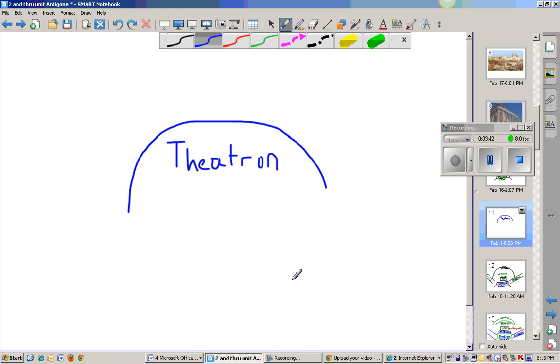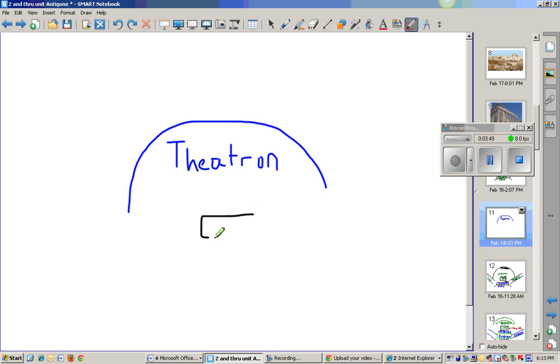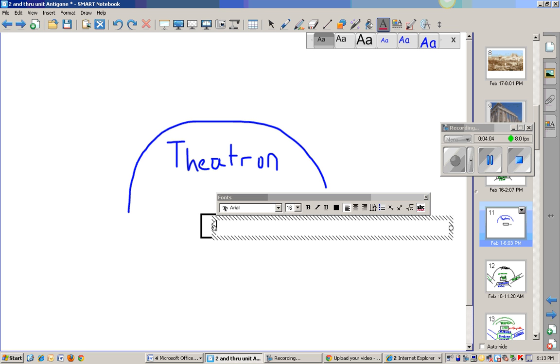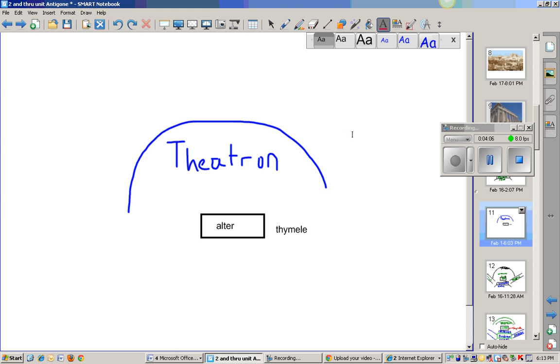Theatron. Okay. So then, in the middle of the theatron, in front of where the people are sitting, we have what is called an altar. And that's where the animal sacrifices would occur. The animal sacrifices, if you would like to know the technical name for it, are called the thymelae. That's the animal sacrifices. This is the altar. That works out much better.